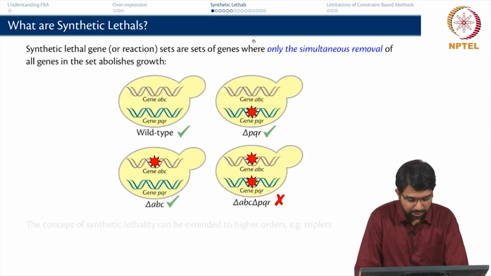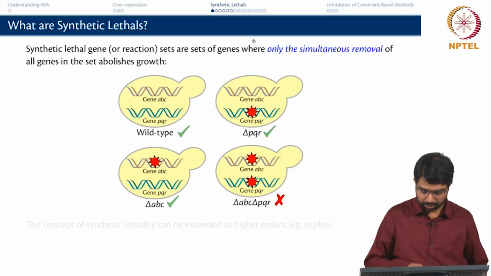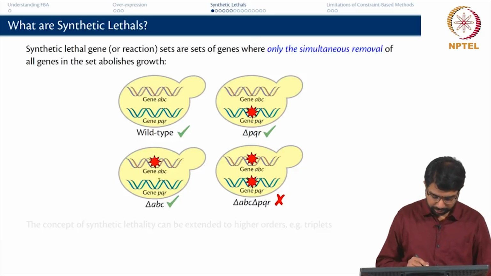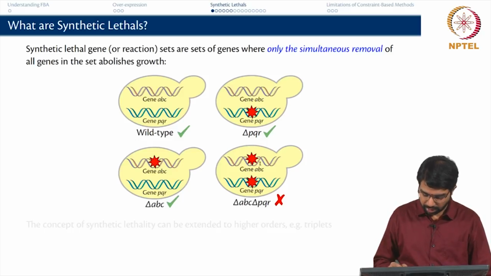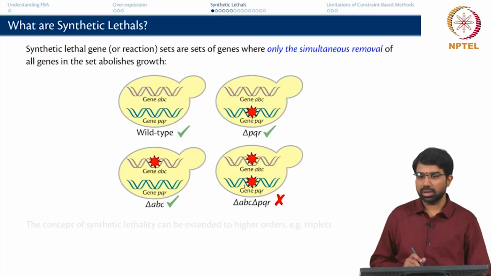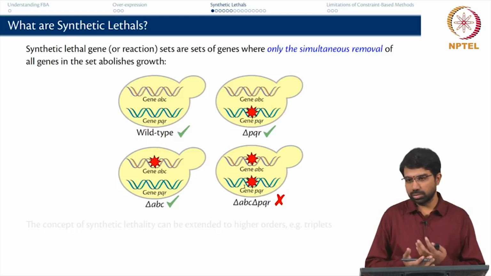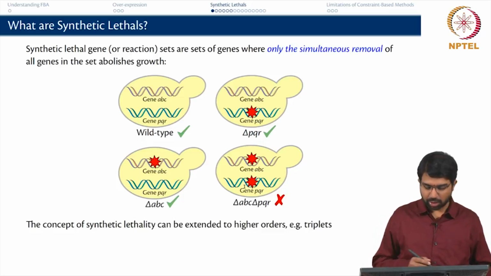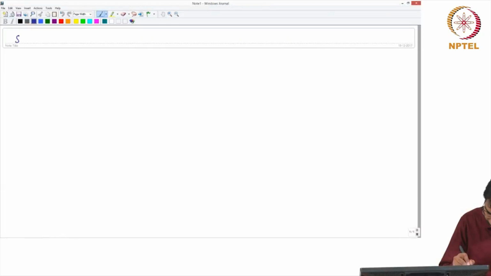Let us consider a simple example here. There are two genes, ABC and PQR. When you delete ABC, as you see in the bottom, nothing happens. When you delete PQR alone, the organism still grows. When you delete both genes together, the organism dies. So, you synthetically superimpose the two deletions, and you can also extend the concept to higher orders.